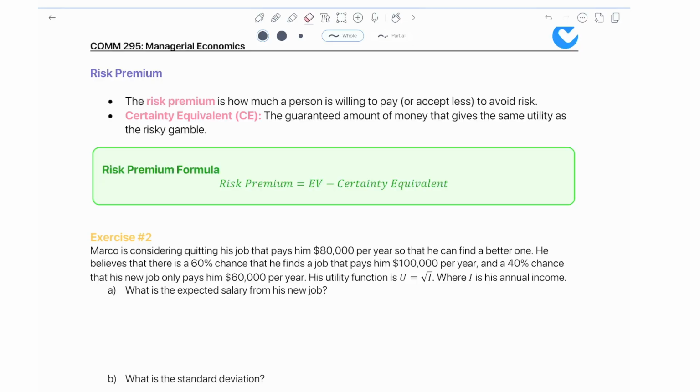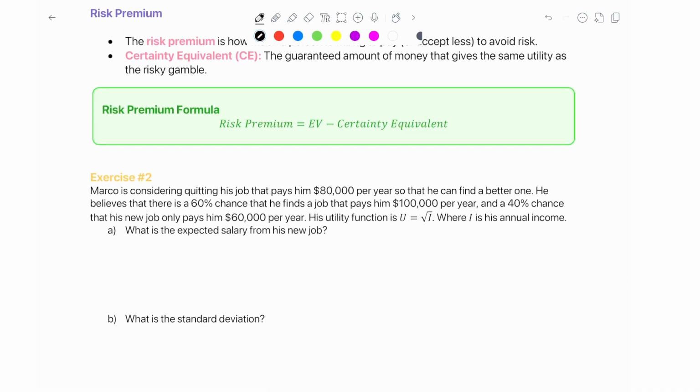The risk premium is the difference between the expected value and something called the certainty equivalent. And the certainty equivalent is basically just the amount of guaranteed money that somebody would have to take to be just as satisfied as the gamble. And when I say it like that, I know it doesn't make a lot of sense, but you'll see with this example that it'll come together nicely, I believe.